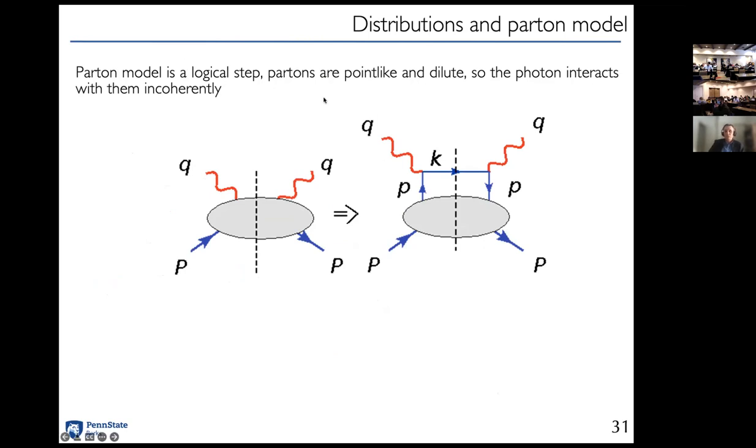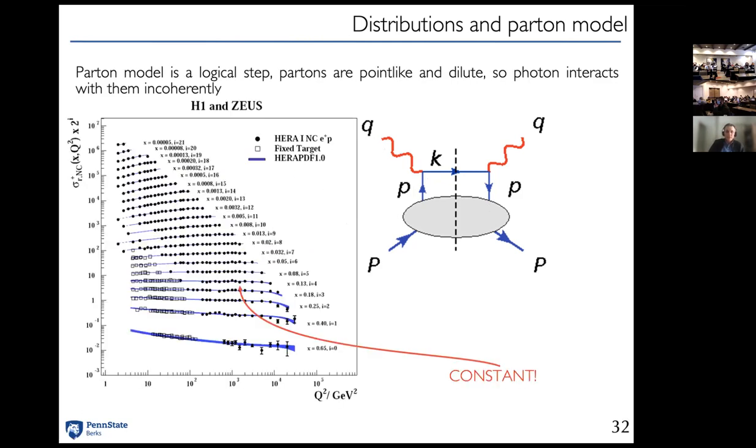And the parton model is a logical step. The partons are point-like and dilute, so that the photon that can resolve just very small distance would interact with one dilute object, not many, but just one. From this diagram now, we get the so-called handbag diagram, which looks like this. So the photon interacts with a particle inside of the nucleon. The particle inside of the nucleon has momentum p. Then it will propagate and go through the cut like this. So the diagram will look like this. So that's the famous handbag diagram that describes deep-inelastic scattering here.